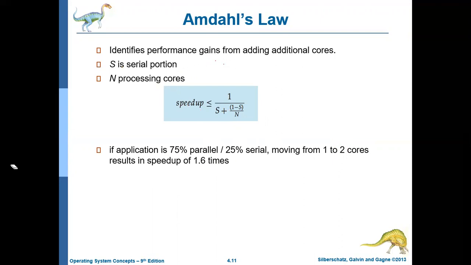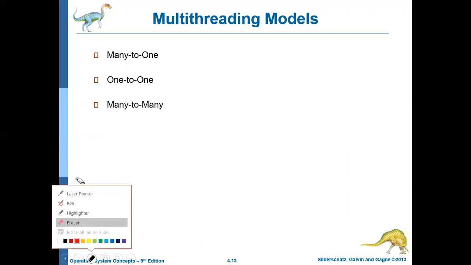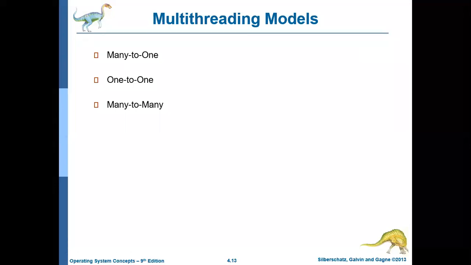Now we'll be discussing multi-threading models. We'll be discussing these models under 3 headings, or you can say there are 3 types of multi-threading models available. So what are the 3 types? They are many to one, one to many, and many to many. Let us try to understand what those are.